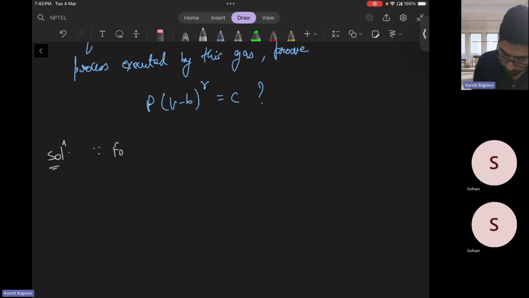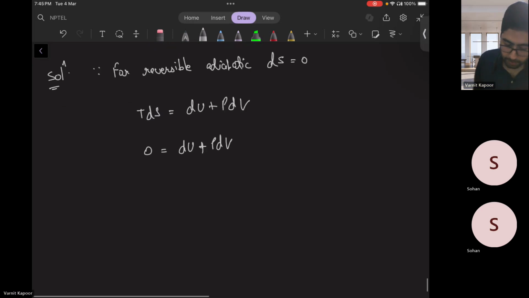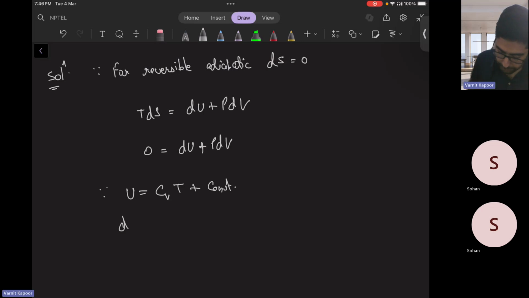Since for reversible adiabatic, entropy change is 0. Okay. So we know the equation TdS is equal to du plus PdV. So it is 0 is equal to du plus PdV. Okay. This is our equation. All right. Now, since U is given as CV times T plus constant, what will be du? It is CV dT plus 0 because differentiation of constant is 0. Okay. So this is your du. All right. So put this du here.